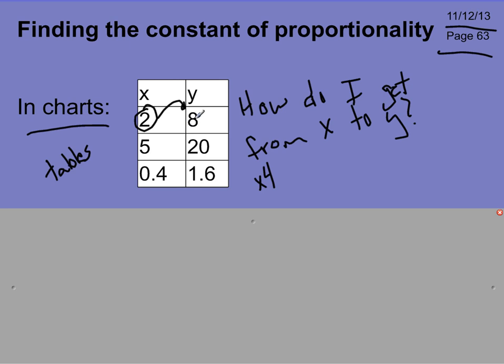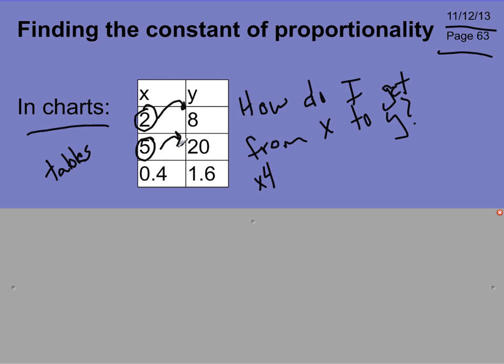If you said add 6, when we're dealing with equations like this, think about multiplication, because that rule of multiplication is going to work more often than just a plain addition rule, okay? Then let's look at my next x and see if it's the same rule. Is 5 times 4 20?